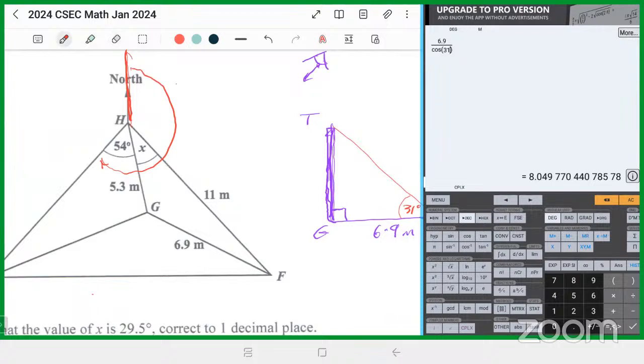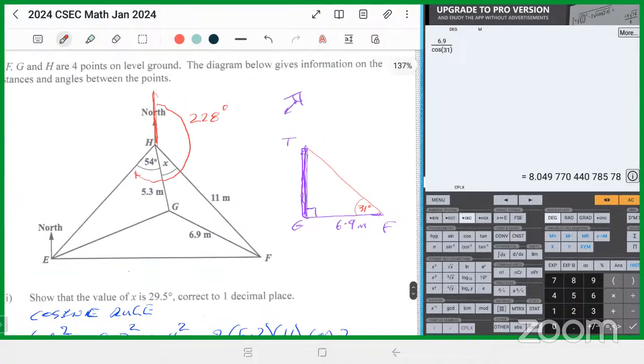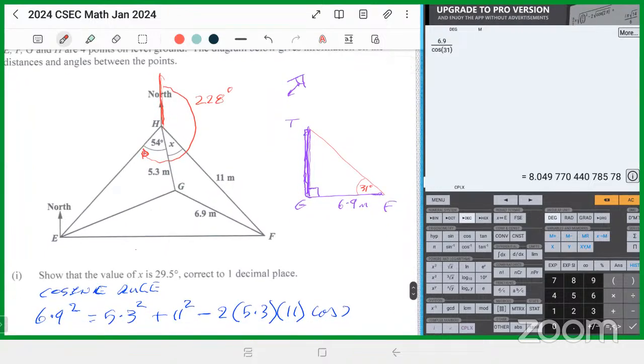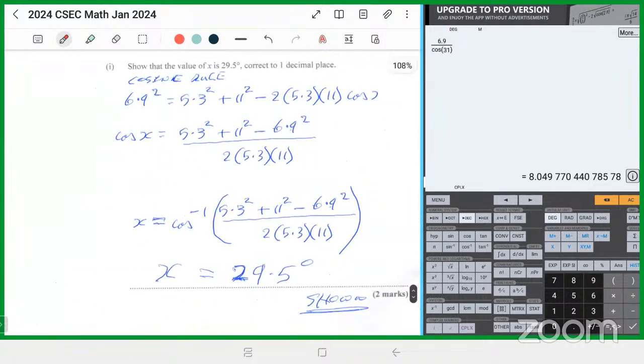228 degrees. All right, so put in that angle. Remember, we know this angle inside here now is 29.5. And what do they want us to find? Let's see what they want us to find. So let's put on the angle first.